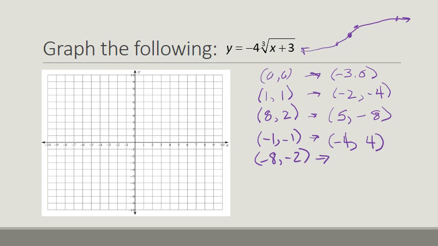-8 minus 3 is -11. And -4 times -2 is +8. So those are our points. And it's another way to do the translations. So -3, 0 would be here.